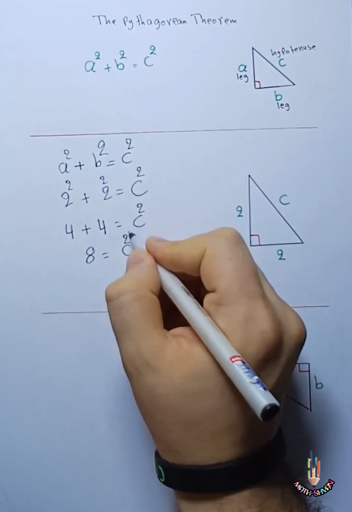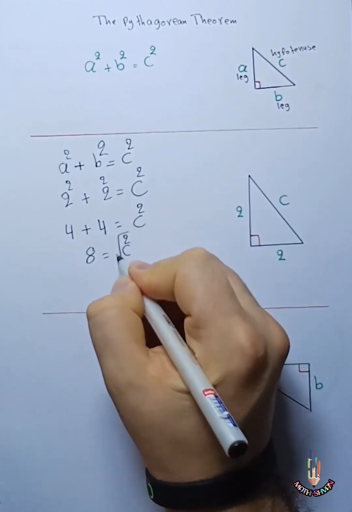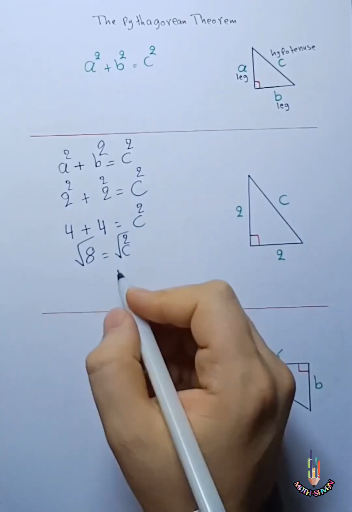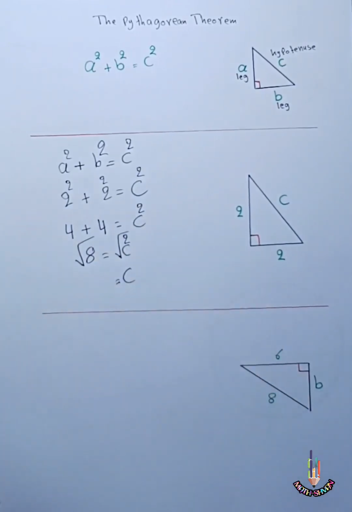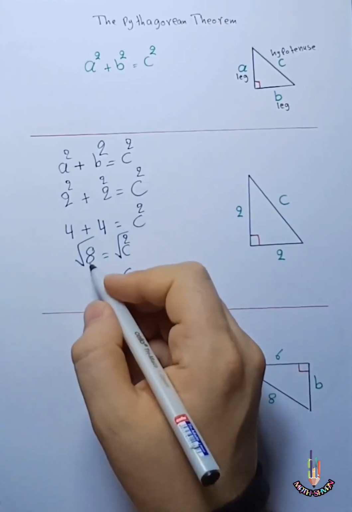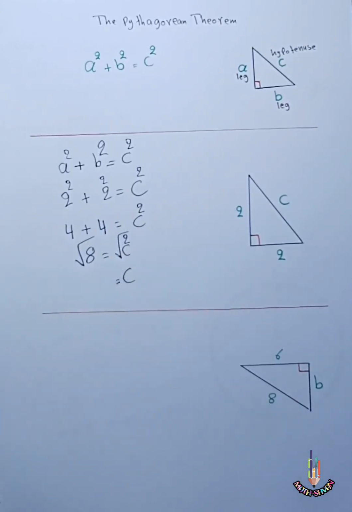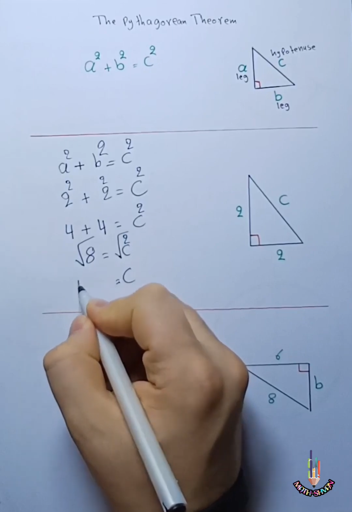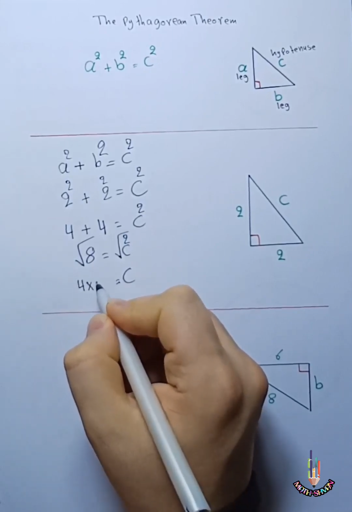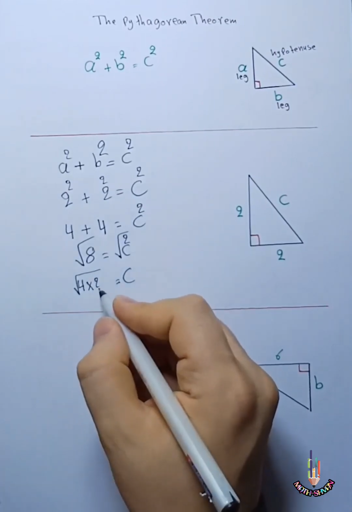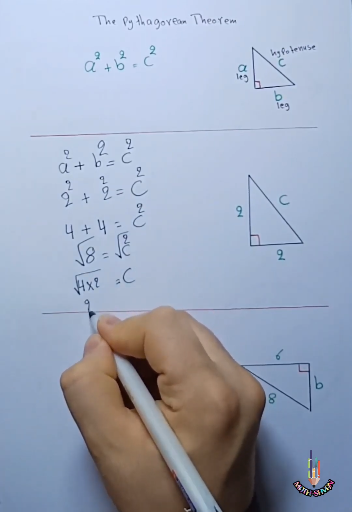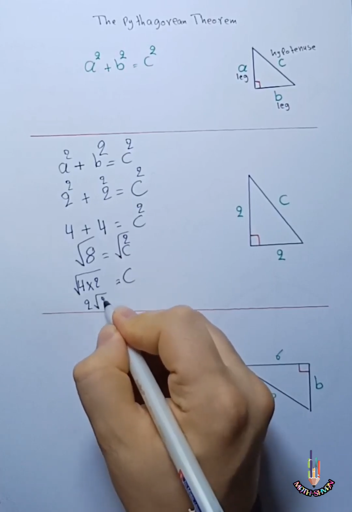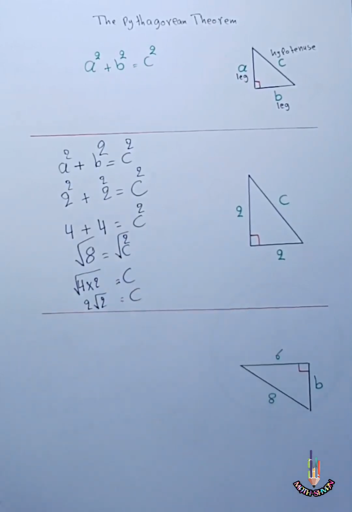So 8 equals c square. You have to take the square root for both sides, so c equals the square root of 8. The square root of 8 is not a perfect square, but 8 comes from 4 times 2, so the square root of 4 is 2, and the value for c is equal to 2 times the square root of 2.